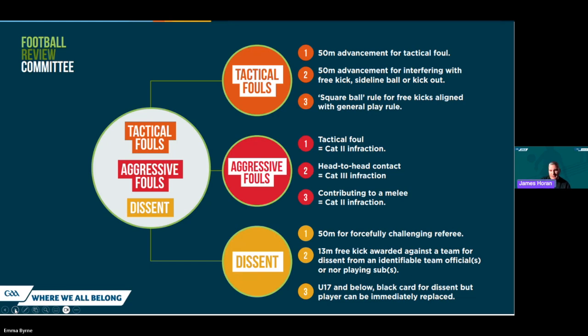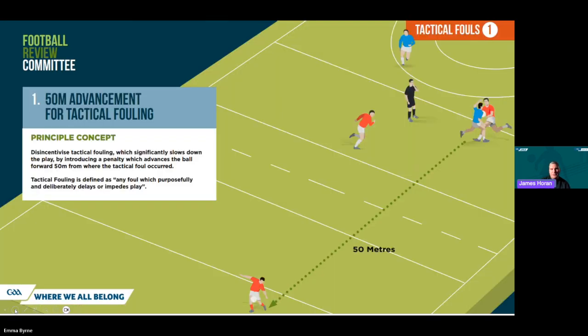Then under dissent, which I know has warranted some great debate over the last few weeks, there's the 50-meter penalty for forcibly challenging a referee. We'll have a quick look at that and the detail around it. There's the 13-meter free awarded against a team from an identifiable team official or non-playing sub, and the impact they can have on the game. And at under 17 level and below, the black card for dissent, but the player can be immediately replaced. So we're going to touch on those key areas. I won't go through it in huge detail; this is just another layer of giving you further information.